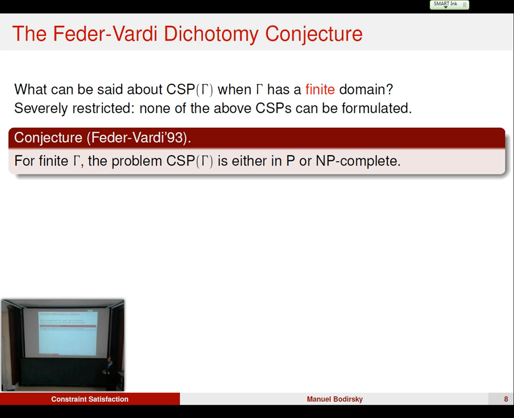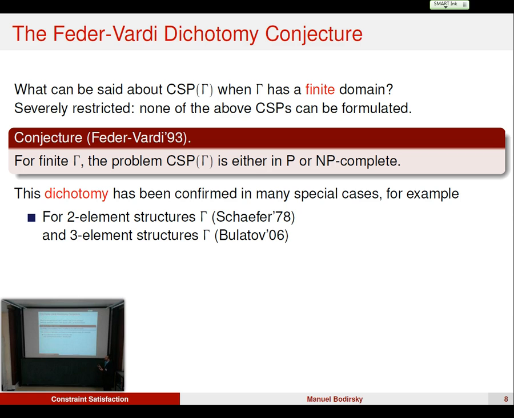There's a famous conjecture which stimulated a lot of research activity around here. It's the conjecture of Feder and Vardi. They conjecture that for all finite structures gamma, this problem is either in P or NP-complete, and this is still open. But most people believe it. And it's true for many special cases. This has been called a complexity dichotomy, and it's true for 2-element structures. This is a classical result in Boolean satisfiability. It's true for 3-element structures, more recently by Bulatov.